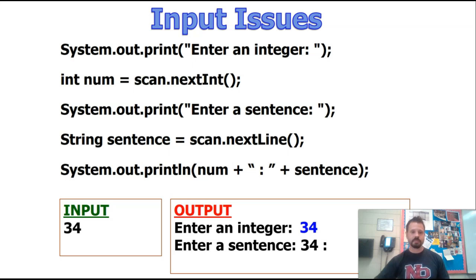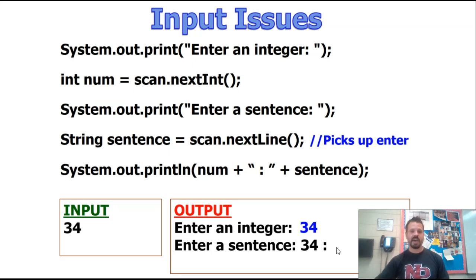Here's what happened. When I hit enter on this next int, the 34 came here. Then the prompt came, enter a sentence. And when I get to this next line, rather than waiting, it's going to pick up the enter that I plugged in when I did the 34 from my input stream. Essentially it's saving as the sentence nothing but the enter key. So all in one step, it's going to prompt, it's going to grab the enter, and then it's going to print out this num colon sentence, where sentence just isn't anything, it's just the enter key.